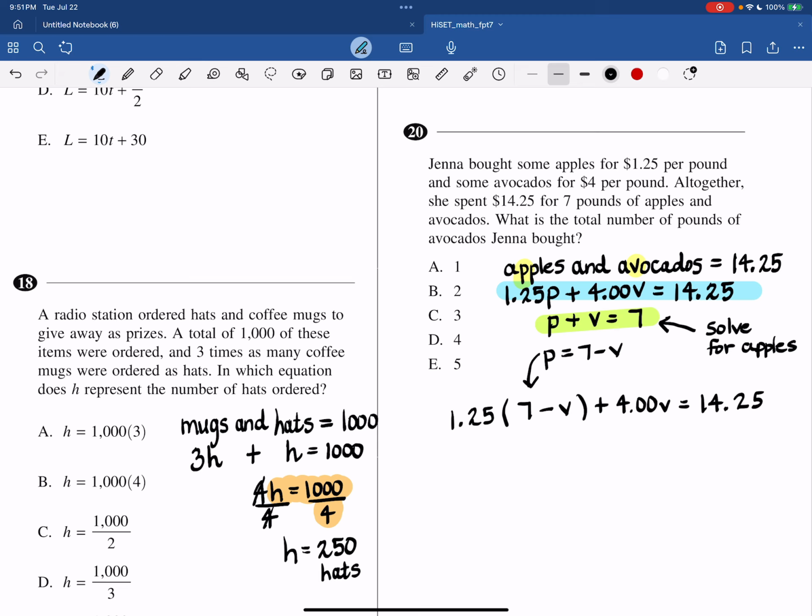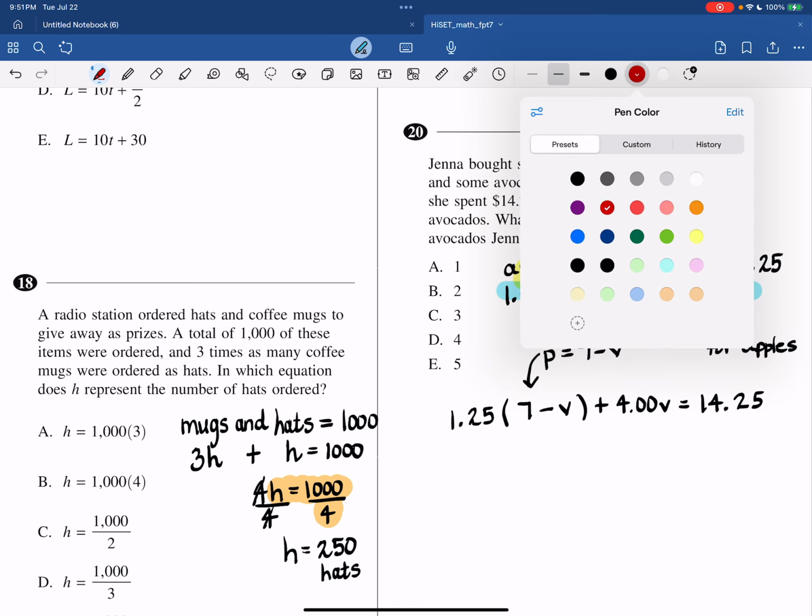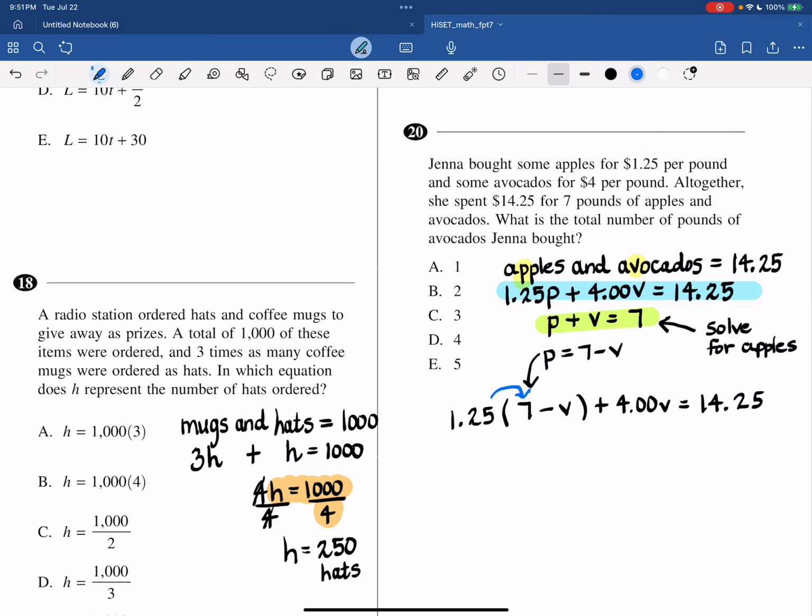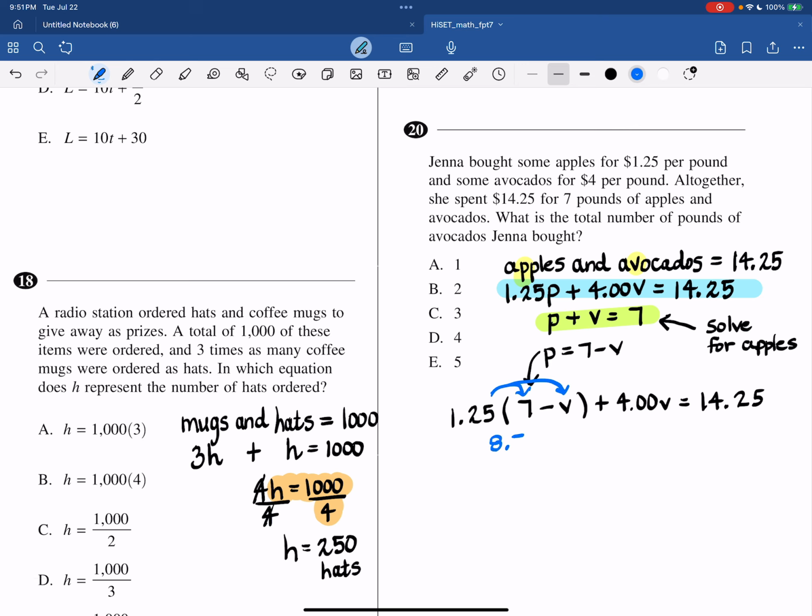So then I'll use distribution to multiply those two and then that one. So 1.25 times 7. At this hour of the night, I'm not even going to try. That's 8.75 minus 1.25V plus 4, or 4.00V, equals $14.25.